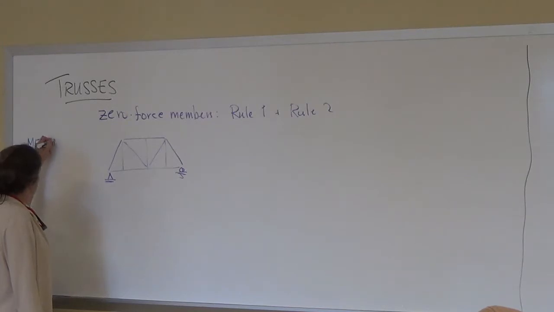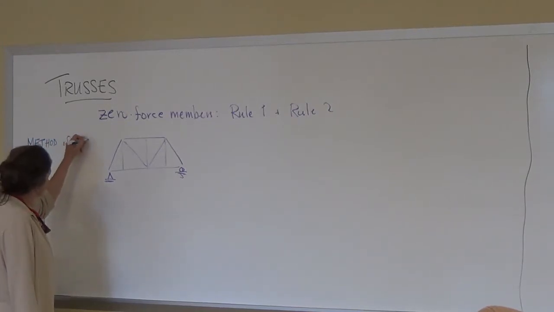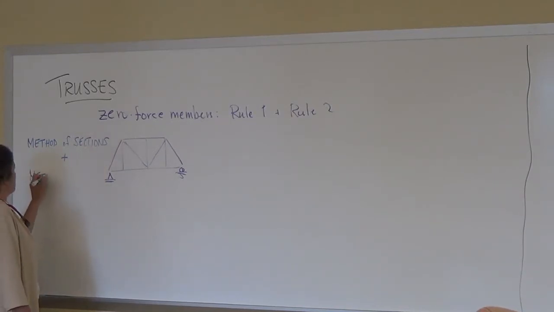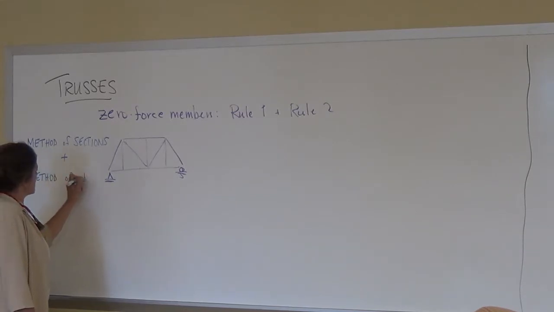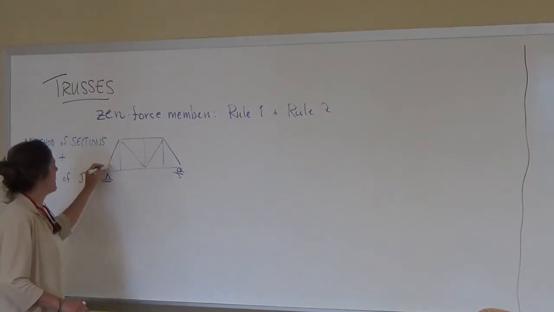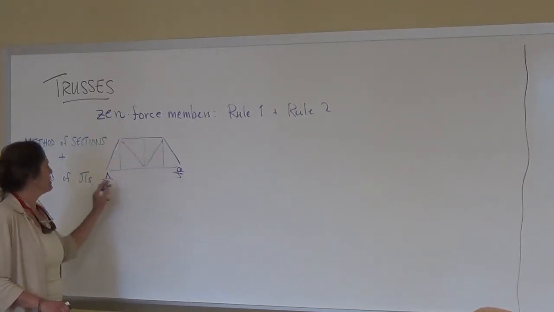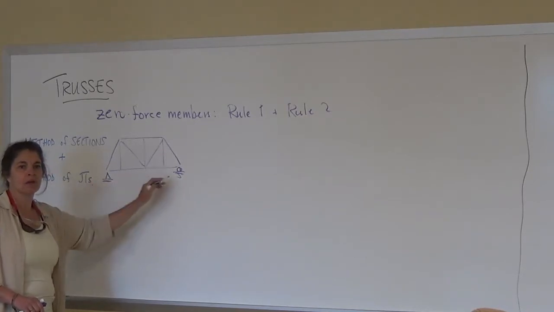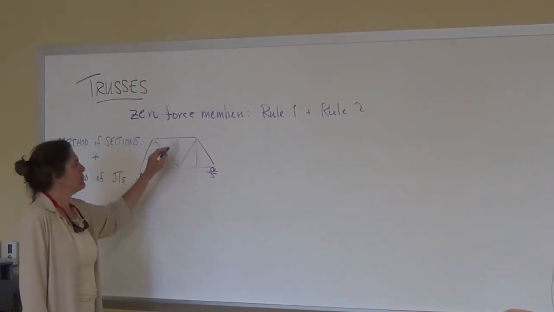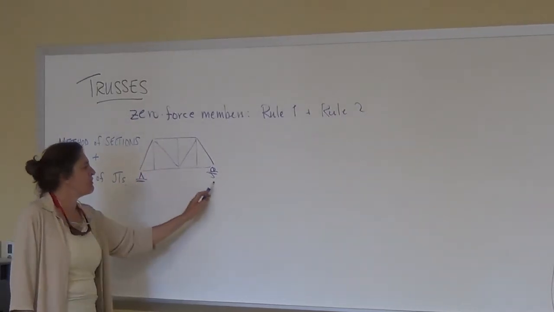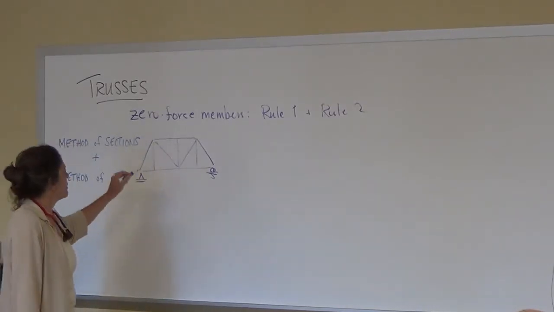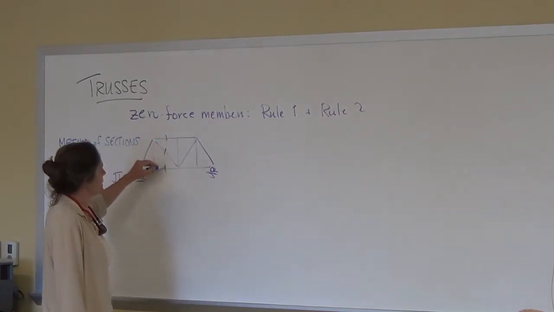Method of sections, and the other one is method of joints. Right? So in this case, if they want you to find every single member, will you need to find both of these? Yes. So if they want you to find the values in every single member, do you need to find the reactions at both supports? Yes. Okay? How about, though, if they ask you to find these members?